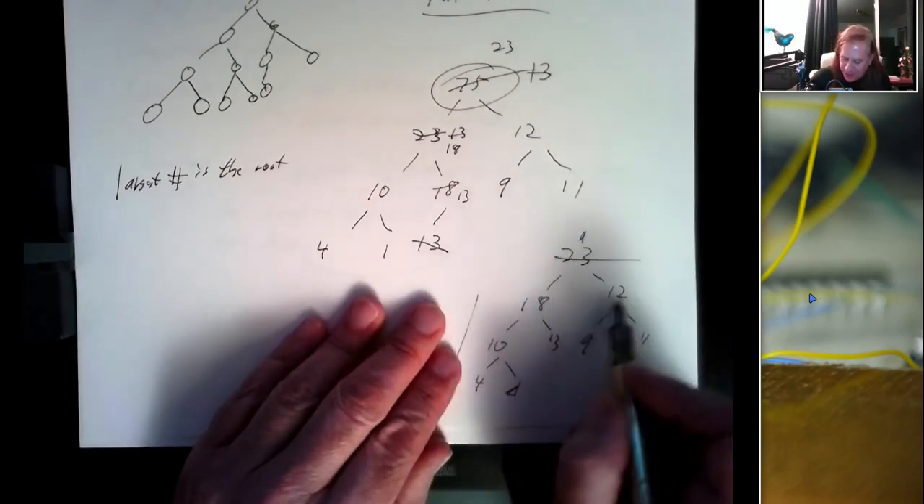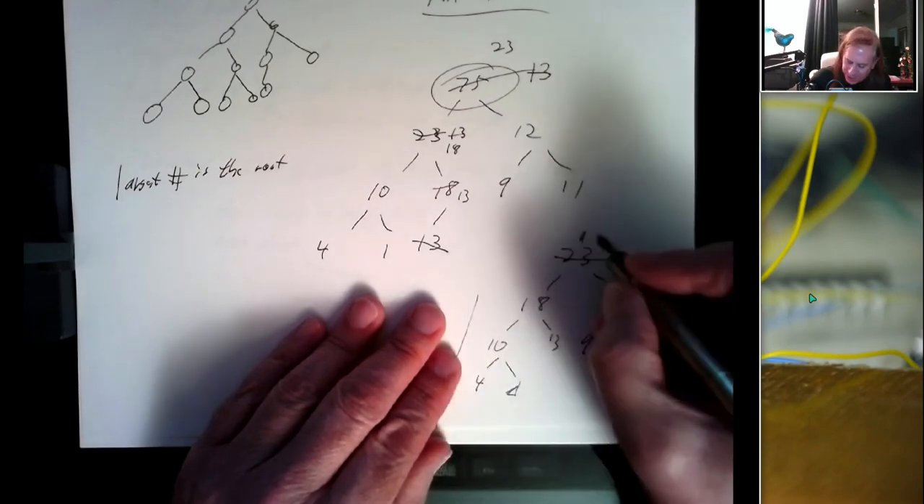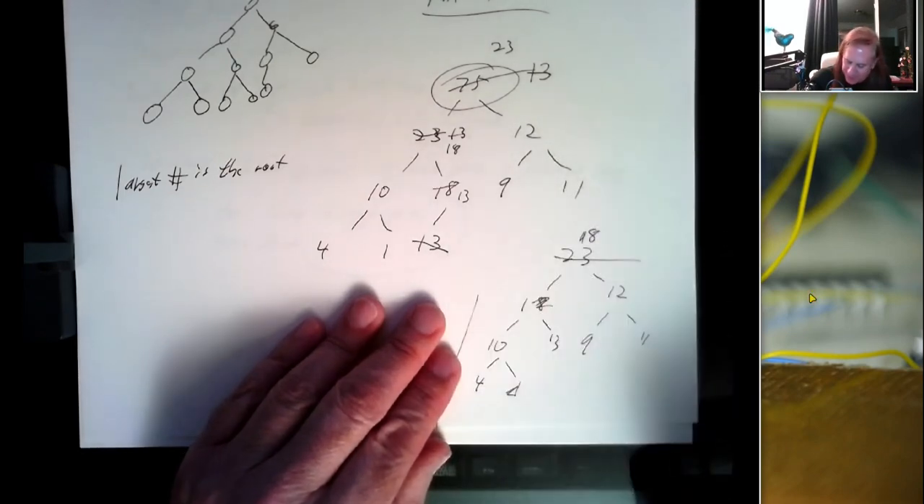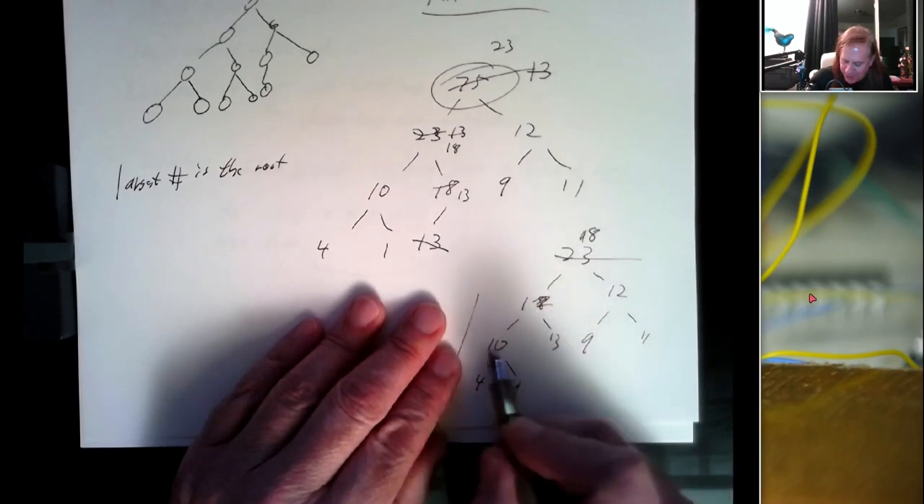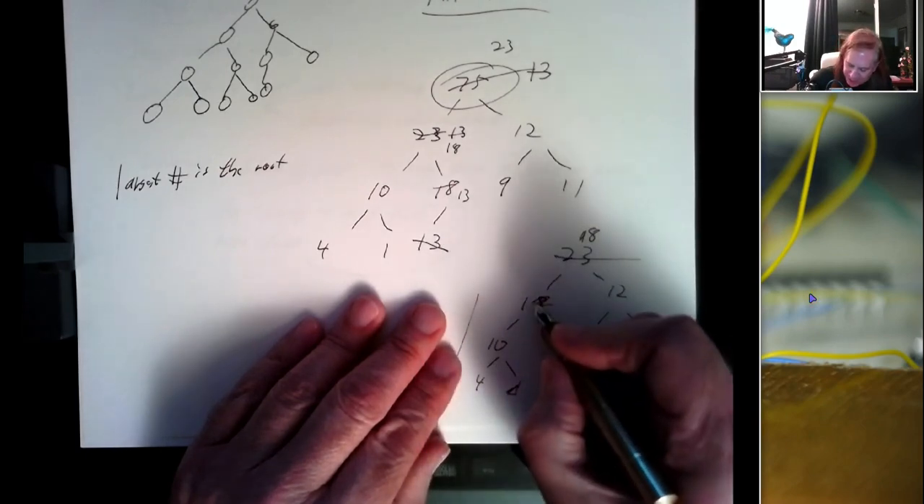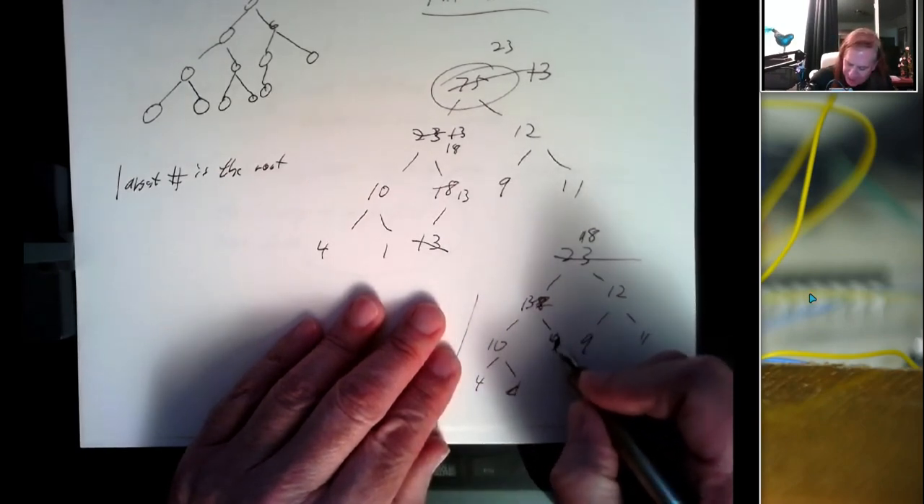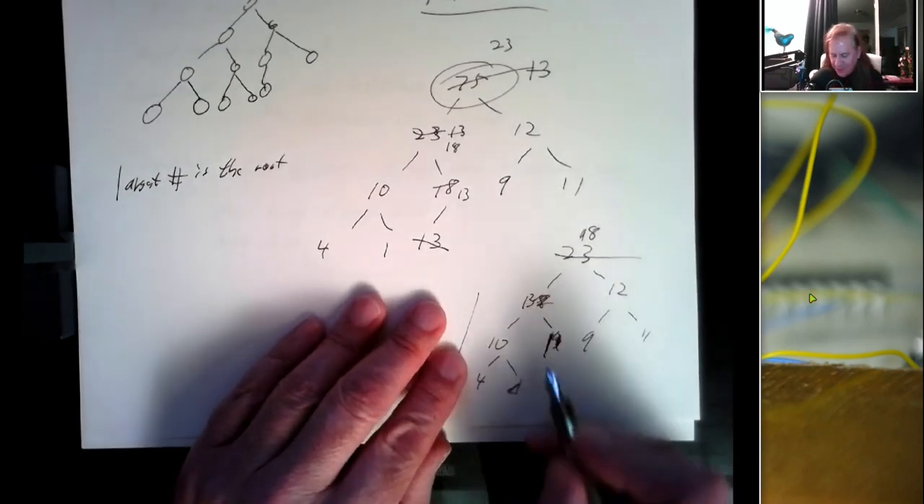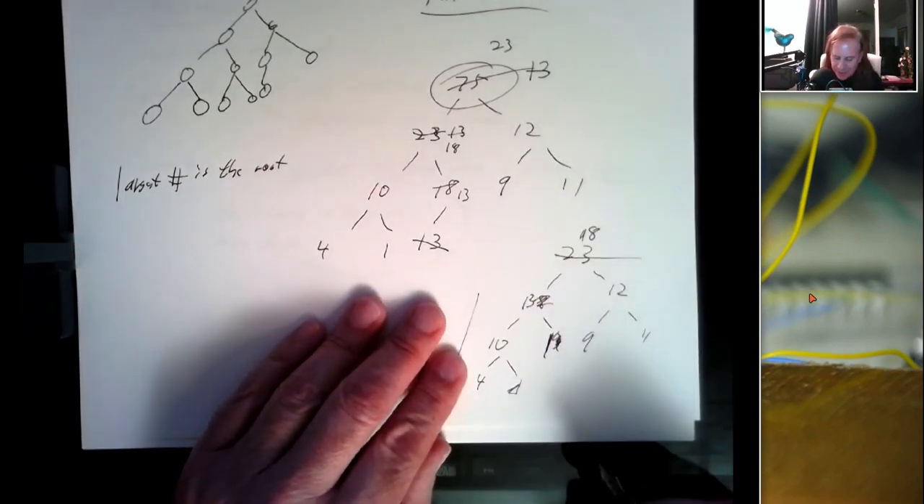1 is not bigger than its children, so swap with the largest child. This becomes an 18, this becomes a 1. 1 is not bigger than its largest child, so swap with the largest child. This becomes a 13 and a 1. And this has no children, so it satisfies the heap property, and we're done.